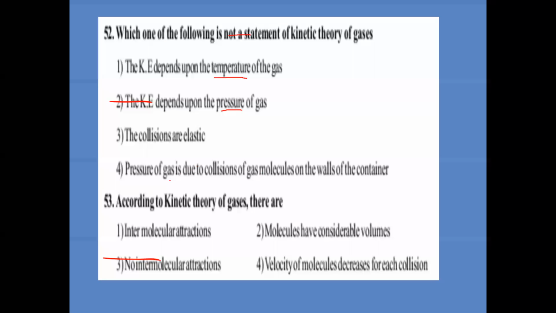So the answer is 2. Next, according to the kinetic theory of gases, there are no intermolecular attractions between the molecules. Attractive force is not there. That's why the collisions are elastic. Why are the molecular collisions elastic in the case of KMT? Because there are no attractive forces between gas molecules. When there are no attractive forces between gas molecules, the energy before collisions and after collisions will be the same. So that point we have to keep in mind.